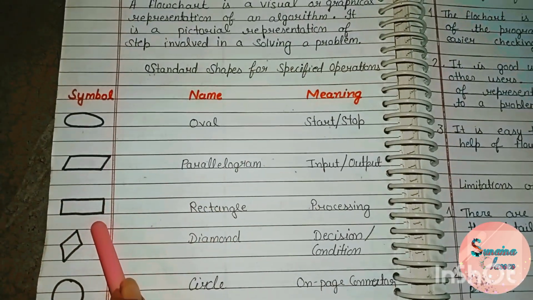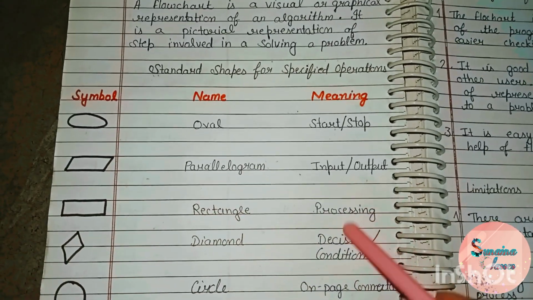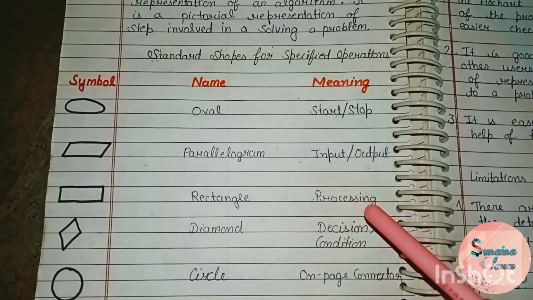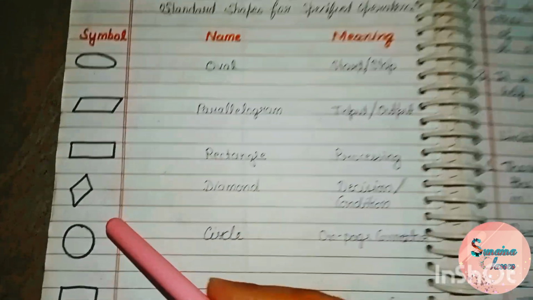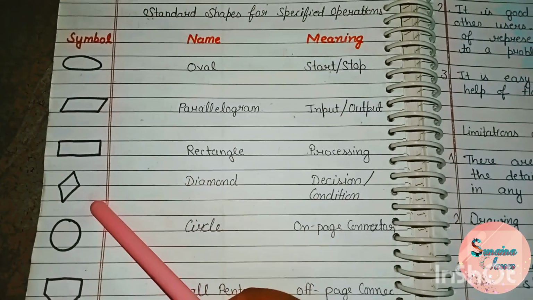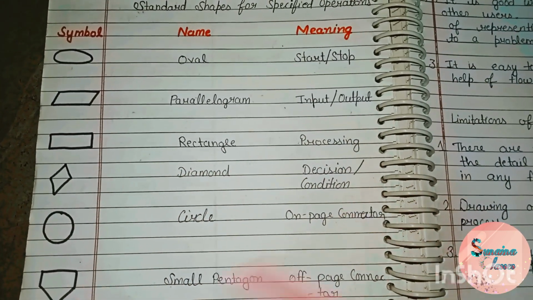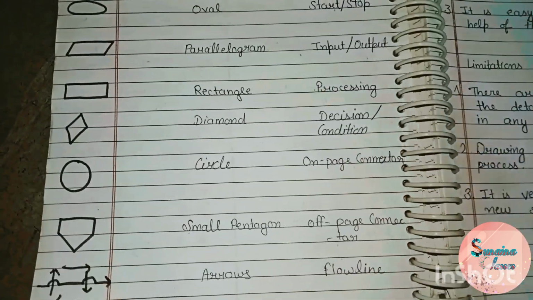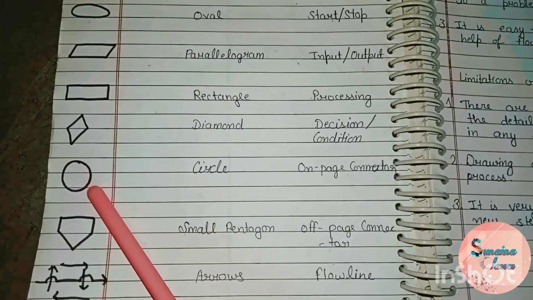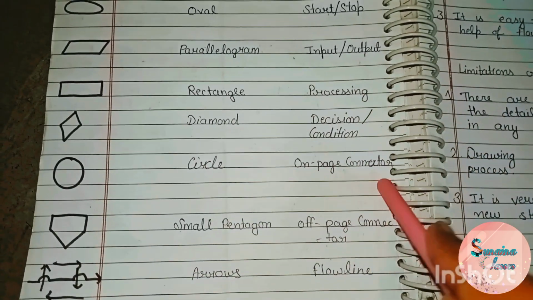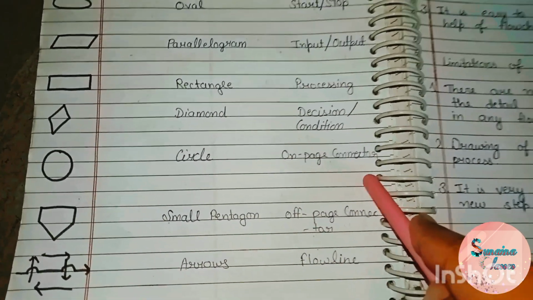Next is a rectangle, which is used for processing in a flowchart. Then next is a diamond shape, which is used for decision and condition. Next is the circle, which is known as the on-page connector also.